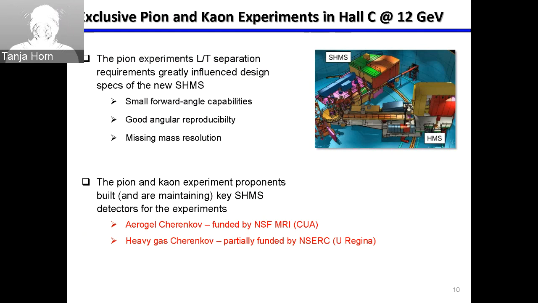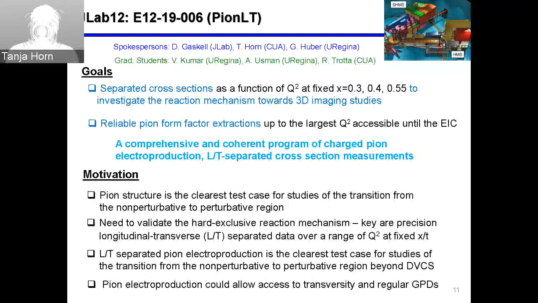So coming to the experiments, first I'll talk about the Pion LT experiment. You see here the spokespeople and graduate students. The goals are two. One is to measure the separated cross-sections. That includes a full separation of longitudinal, transverse, and interference terms as a function of x. This allows us to investigate the reaction mechanism towards 3D imaging studies. That's not exactly the topic of this talk, but it's something that can be done, of course. And then also the reliable pion form factor extraction up to the largest Q squared. For Pion LT, this is the largest Q squared accessible at JLab until the EIC.